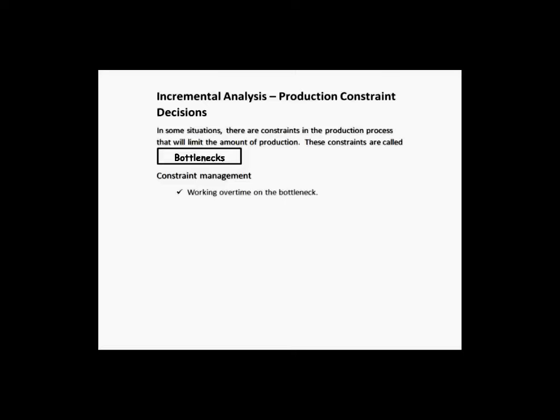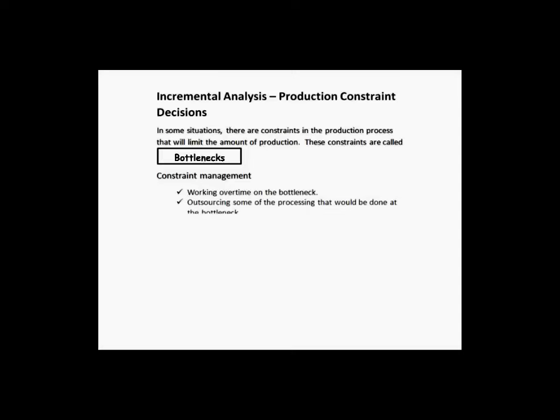And we're going to list some of those items right now. One item would be working overtime on the bottleneck. In other words, if you have to have a throughput through the bottleneck, you can still work overtime within that bottleneck and produce the additional quantities of units you need to produce simply by typically working overtime. But again, that's typically going to increase your costs.